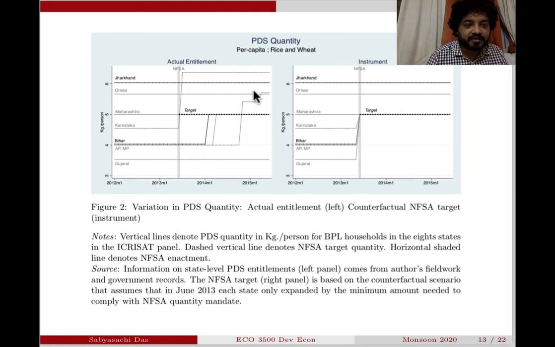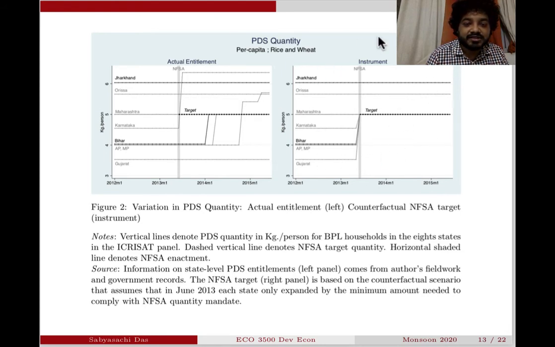And in the case of Andhra, they are increasing it even further. Karnataka was below, it was 4.5 kilo, but it shoots above the target to more than 6 kilo, it goes to 6.5. Okay. Jharkhand doesn't change, Odisha doesn't change, and Gujarat doesn't change. Notice Gujarat should have changed, right? Because the NFSA Act stipulates it to increase.